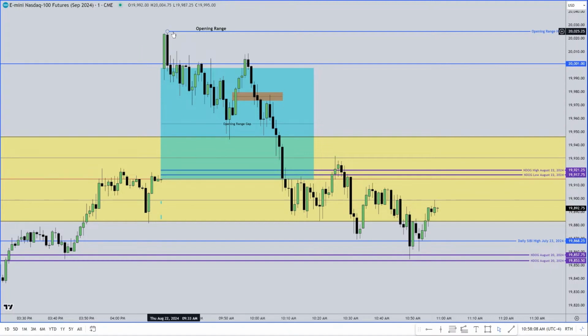Not because of anything other than knowing that the gap was here. We failed to get to the consequent encroachment of the wick that would have been obvious for it to reach up to. We created a swing low. It traded back to mid gap of the opening range gap and then rallied just outside of the opening range gap. Then rejection block here from the daily chart.